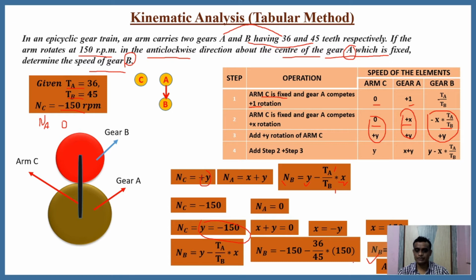In this way we have to solve the numericals. Ultimately, first of all, you need to draw this table, you need to put all these equations. Again, we have to consider this carefully. We need to put these values and we have to find out the speed of gear A and gear B, which we want to find out. This is the tabular method.